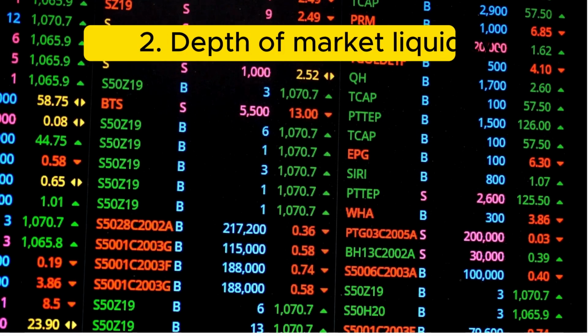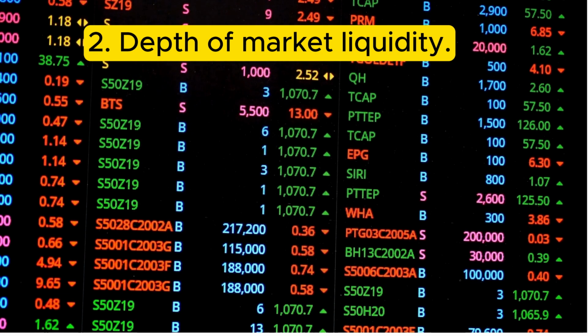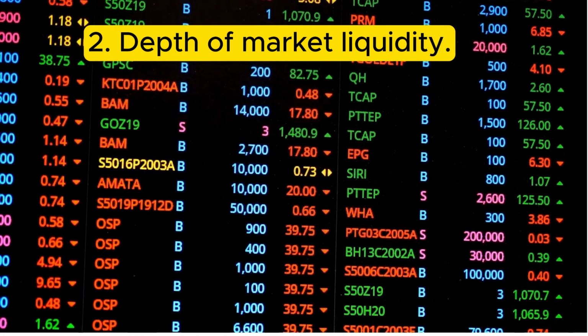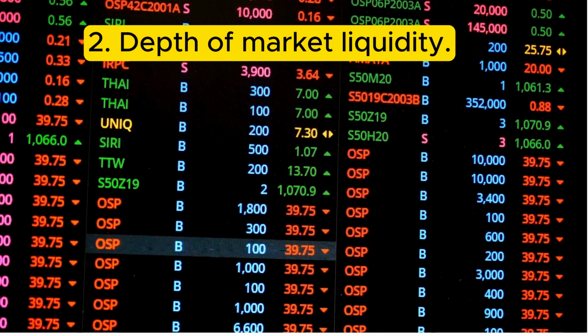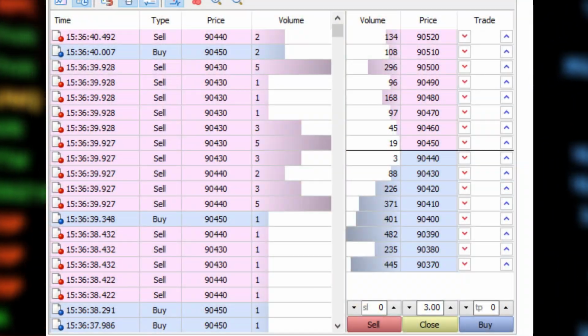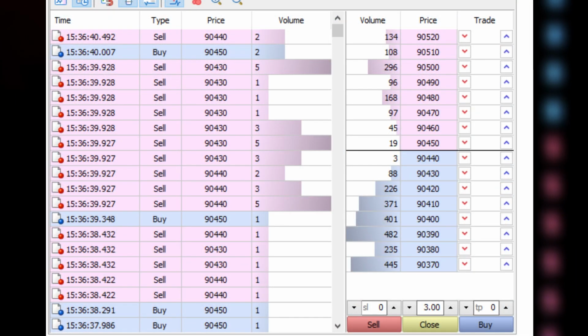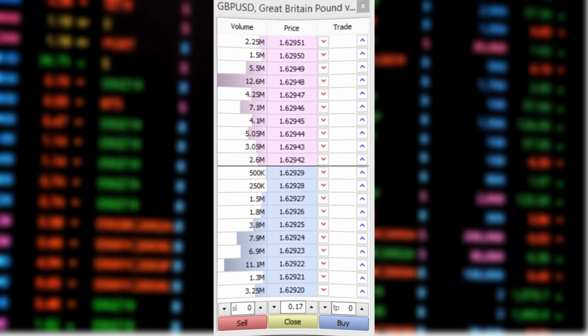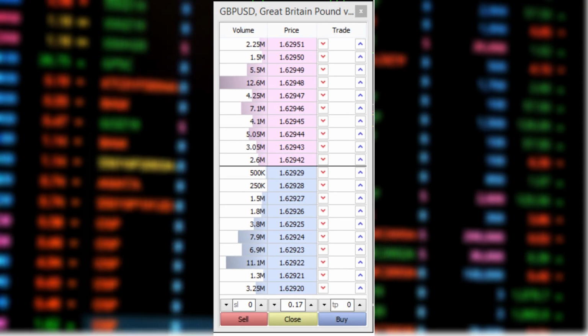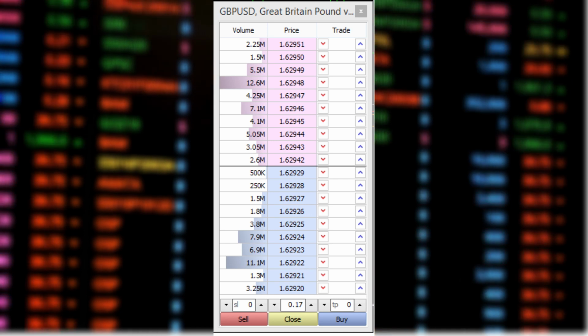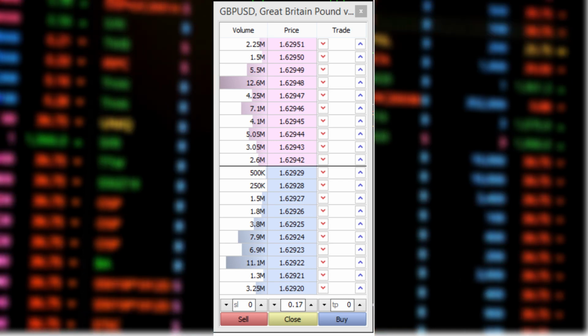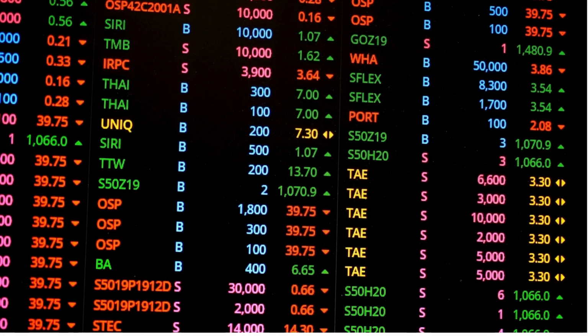2. Depth of market liquidity. Depth of market liquidity refers to the volume of buy and sell orders available at different price levels. A deep market with ample liquidity allows smart money traders to execute large orders without significantly affecting prices. For example, pound sterling to US dollar and euro to US dollar are traded more during London and New York market sessions because of large volumes of orders available during these times.